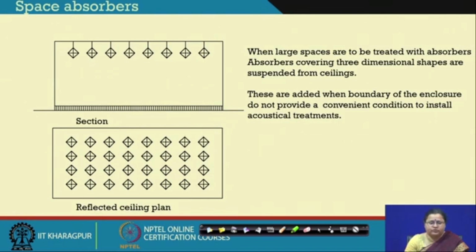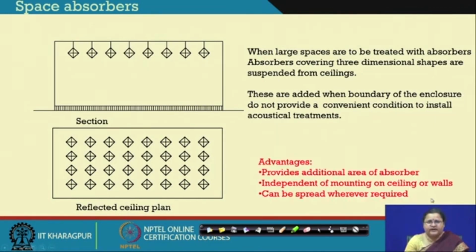We also have to know that in these kinds of spaces there may be sources at different points. So, these will actually give a uniform amount of absorption at the ceiling and not disrupted absorption, even if planned along the walls. So, these will cover the ceilings, and when the boundaries of the enclosures are not convenient to install the acoustical treatments, then we can adopt such absorbers.